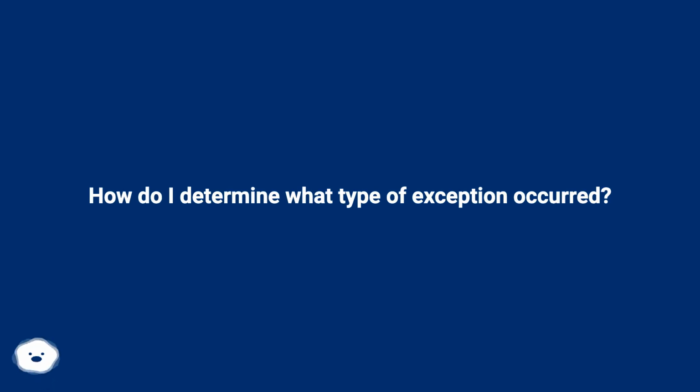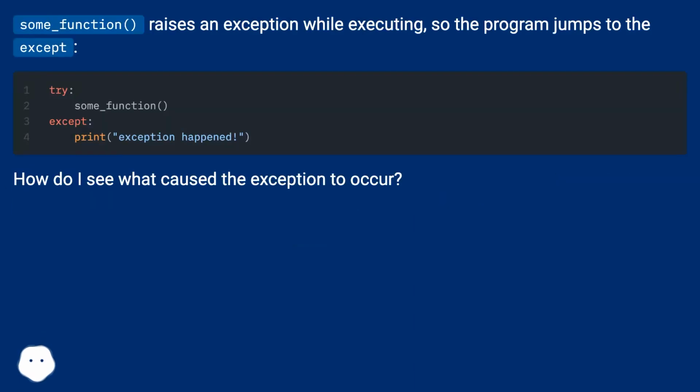How do I determine what type of exception occurred? Some_function raises an exception while executing, so the program jumps to the except. How do I see what caused the exception to occur?